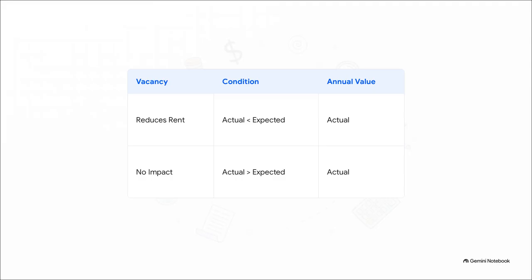This table perfectly breaks down the required cause and effect. If your actual rent dips below the expected rent, specifically because of the vacancy, the law kindly lets you use that lower actual figure as your annual value. But, and this is a big but, if your actual rent somehow stays higher despite the vacancy, you have to stick with the actual rent. It is a highly logical, purely cause and effect provision.